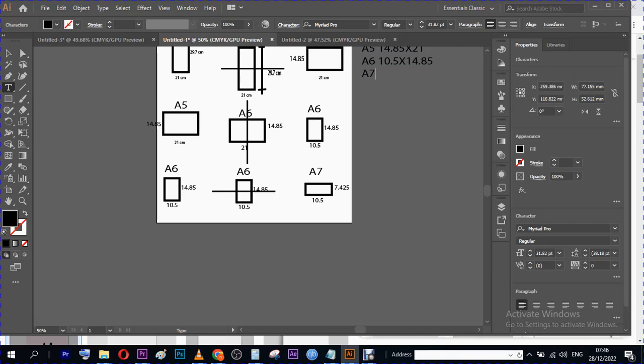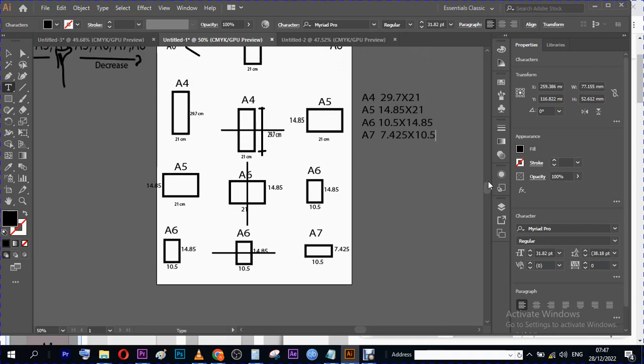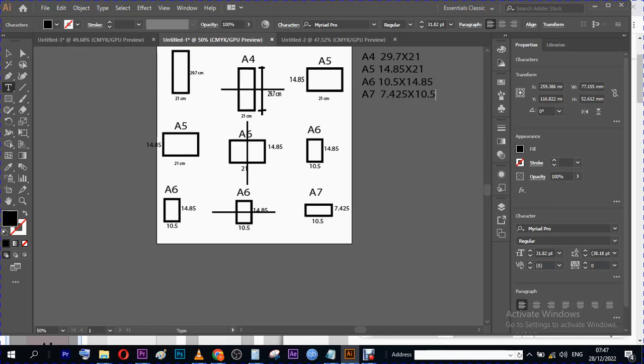So if we go back here, note that it is 7.425 by 10.5. Are you seeing that?